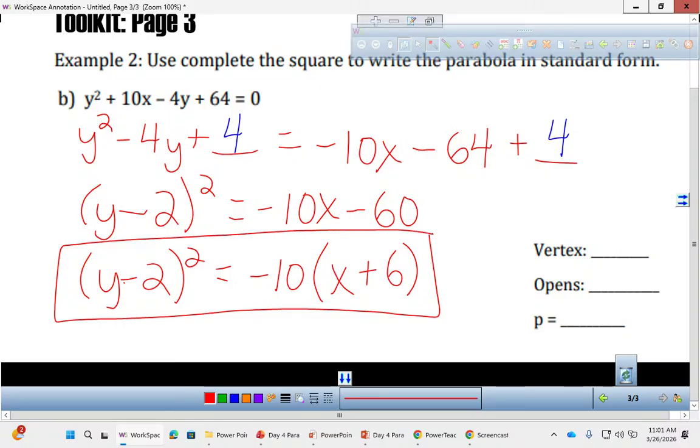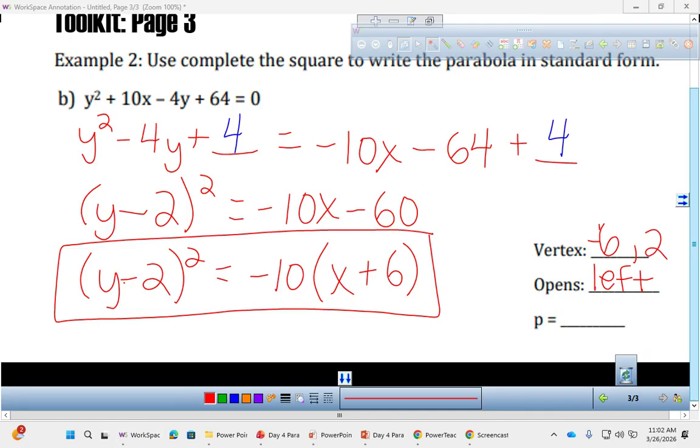Now for this parabola, because it's y squared, it's either going to be left or right. And then because the coefficient's negative, it'll go in the negative direction. This one's going to open left. With the center at opposite of x, negative 6, opposite of y, positive 2.